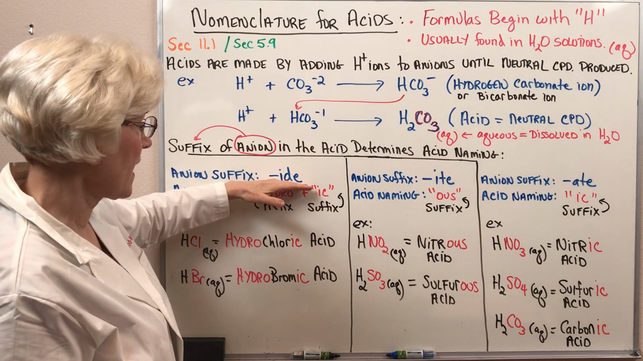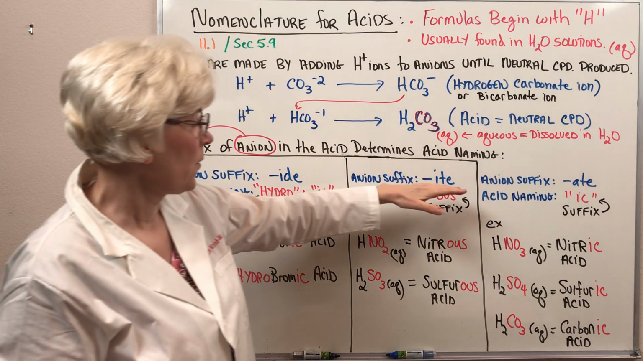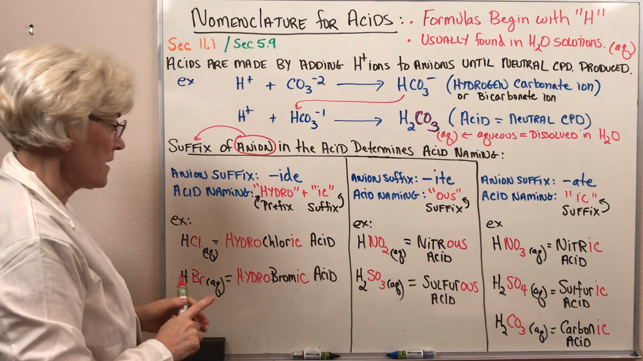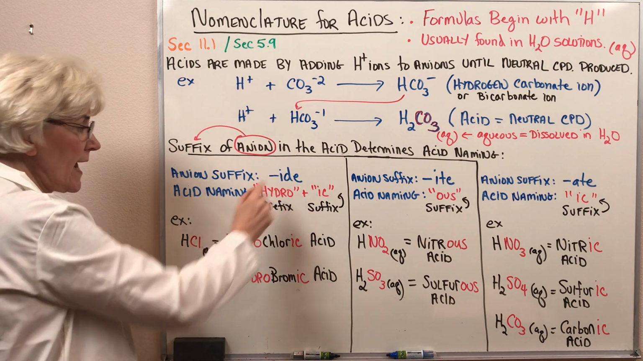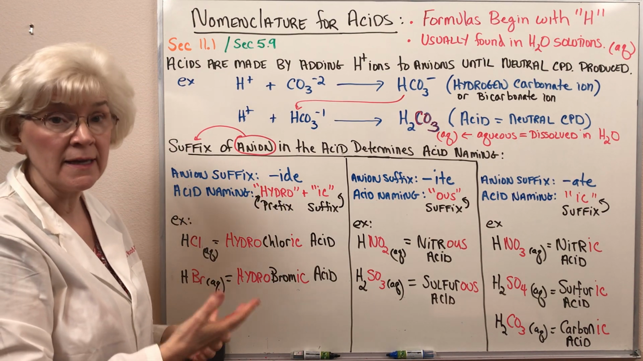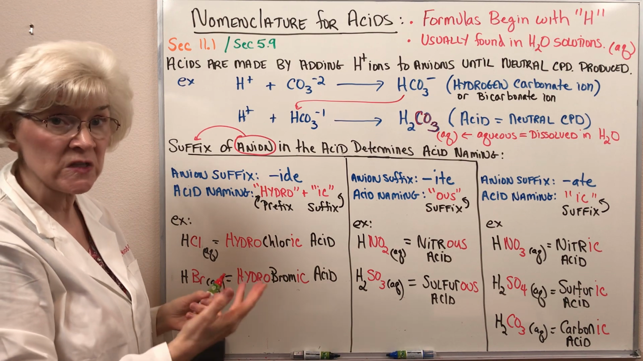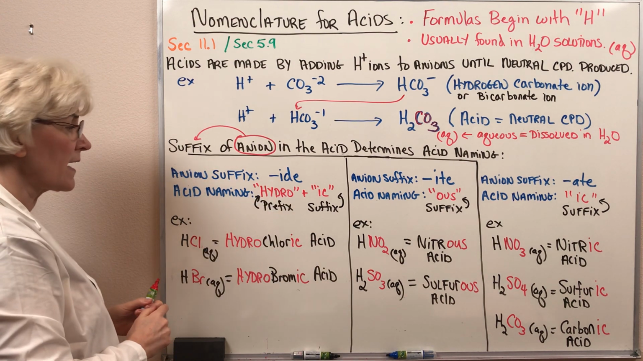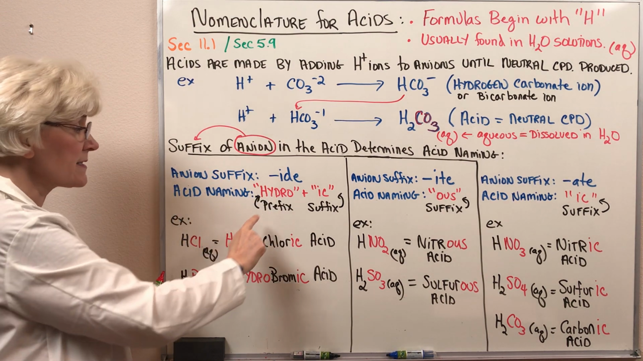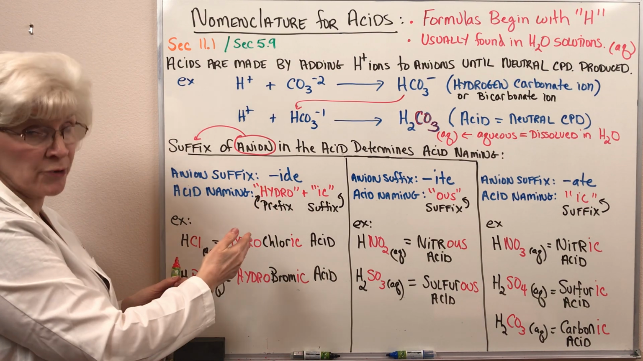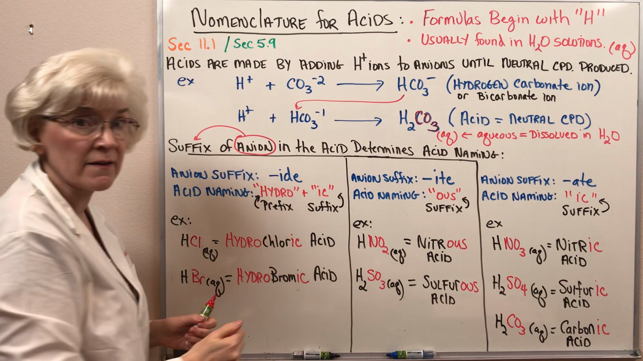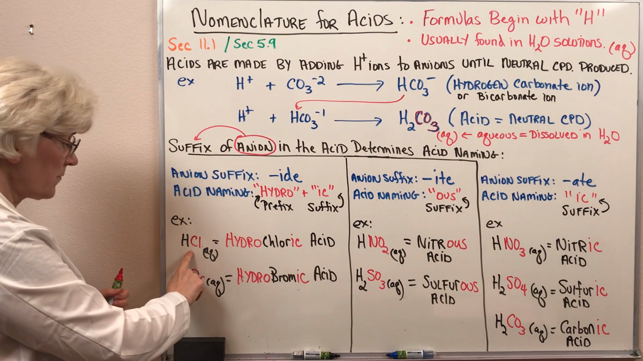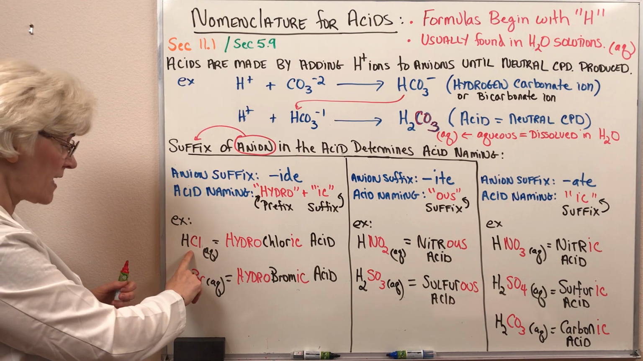So we recall that anions either end in "ide" or "ite" or "ate," the name of an anion. So looking at the first category, anions that are ending in "ide," and these are typically monatomic or single atom anions. If the anion in the acid ends in "ide," then we're going to name the acid itself by including a hydro prefix and an "ic" suffix with part of the name of the anion. And let's illustrate that with this first acid, HCl.